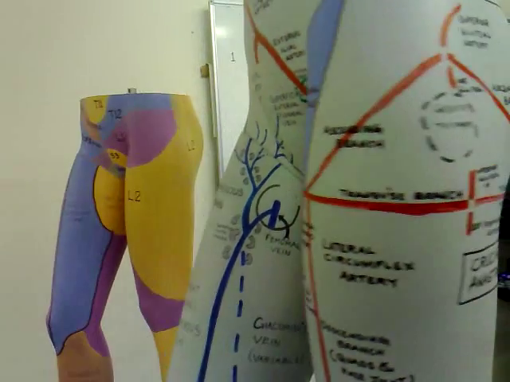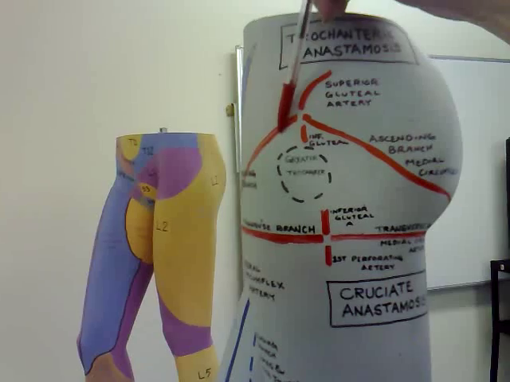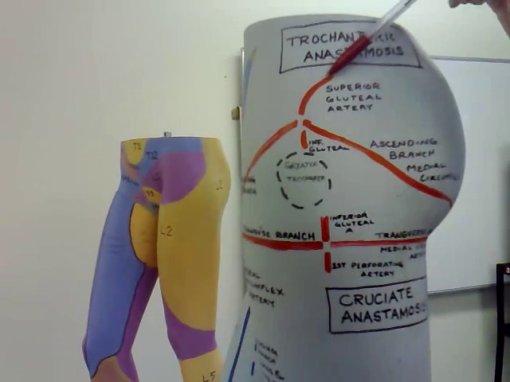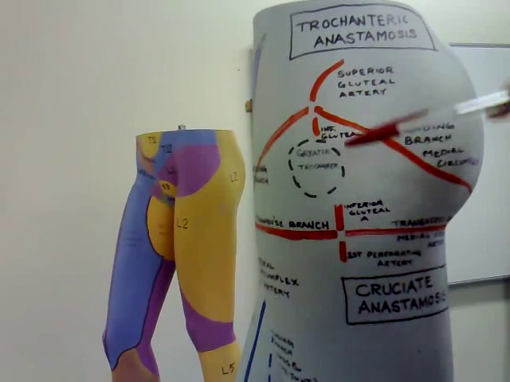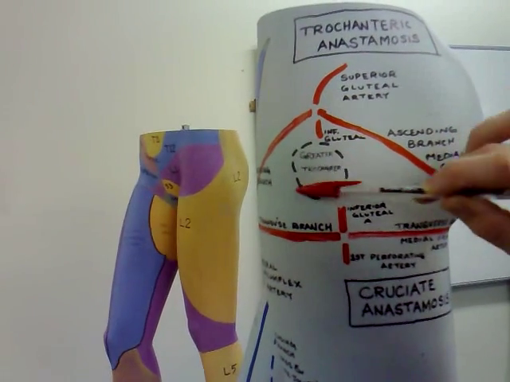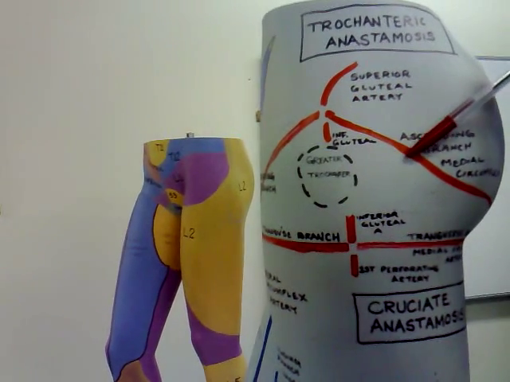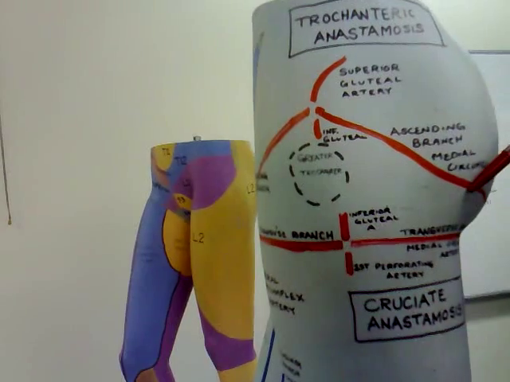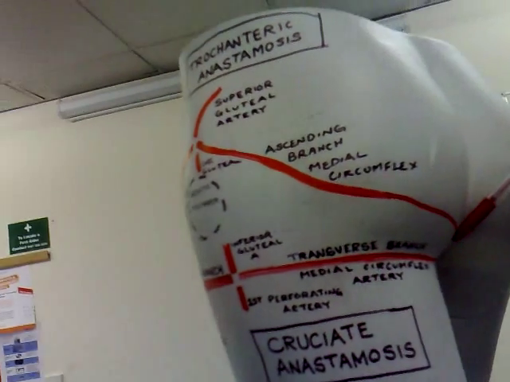So as it comes round, there's a superior gluteal artery, there's an inferior gluteal artery. You can see the greater trochanter is marked here. Then there's an ascending branch, medial circumflex, which comes round there.